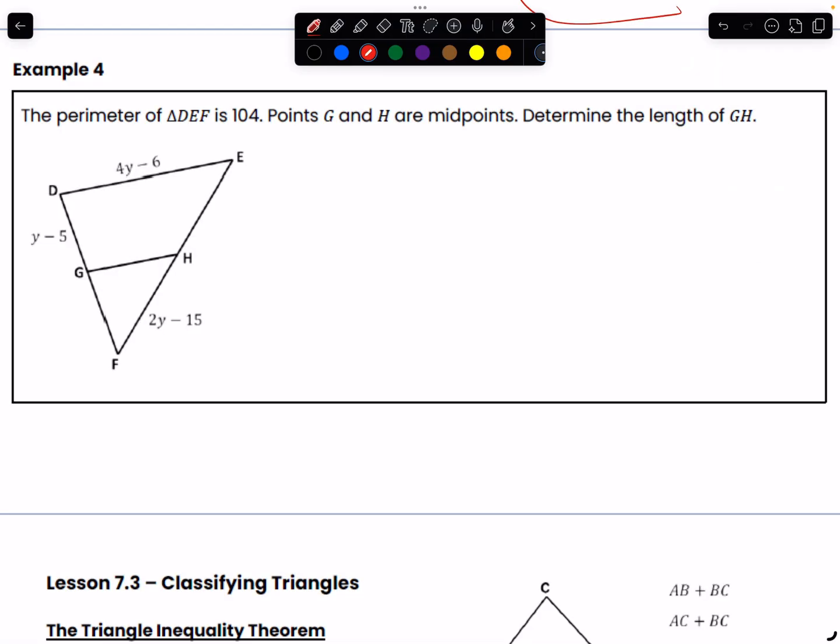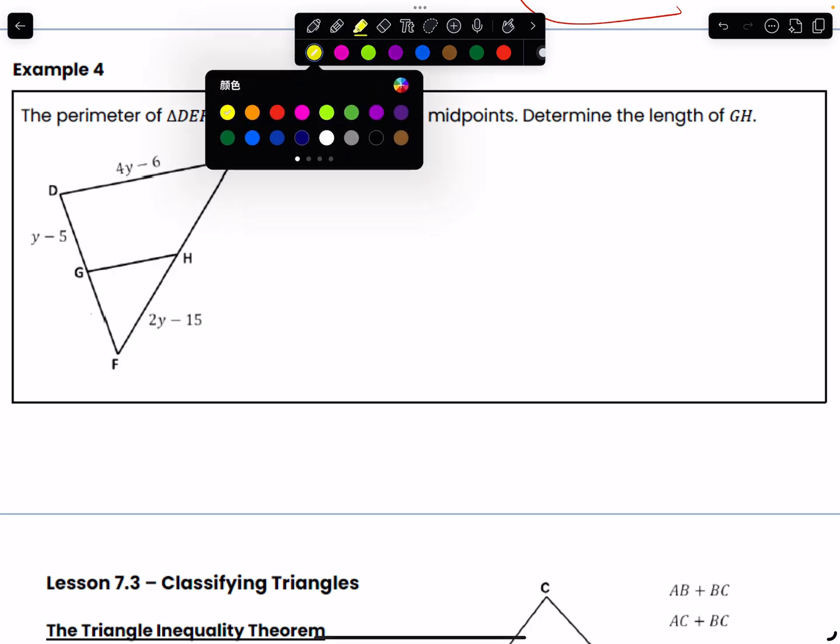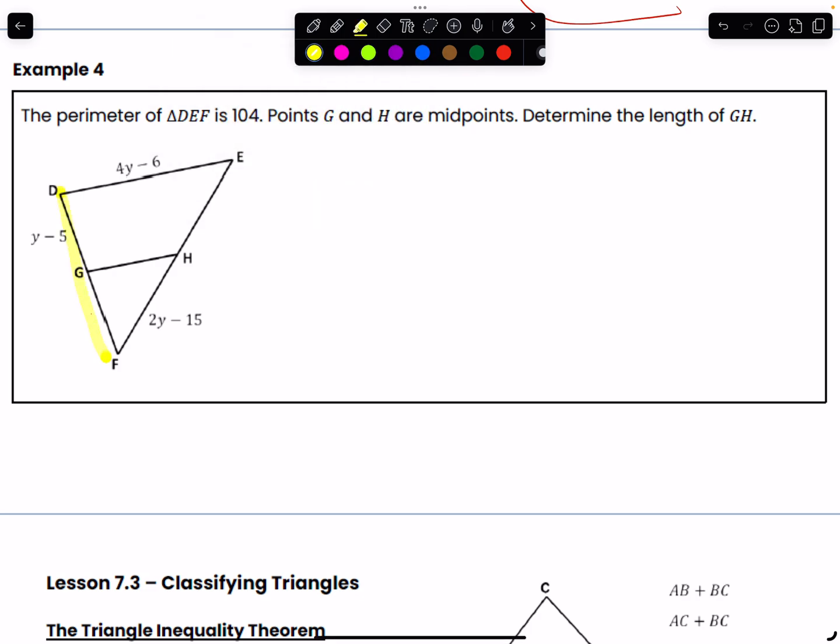Okay, going to example 4, it says that the perimeter of DEF is going to be 104. Let me go ahead and highlight it for you. We're saying that this whole perimeter, D, E, and F, is going to be 104.